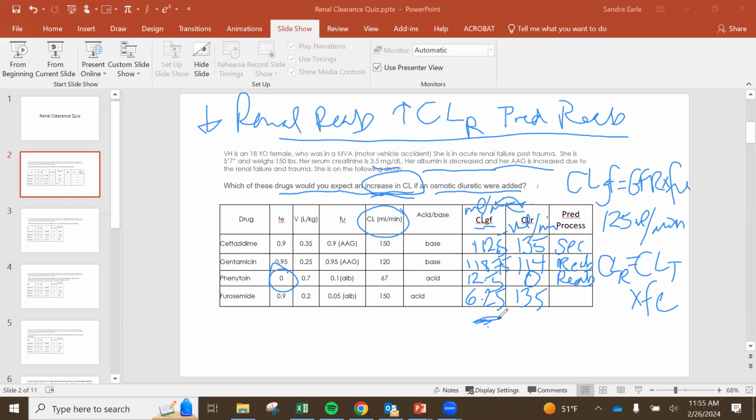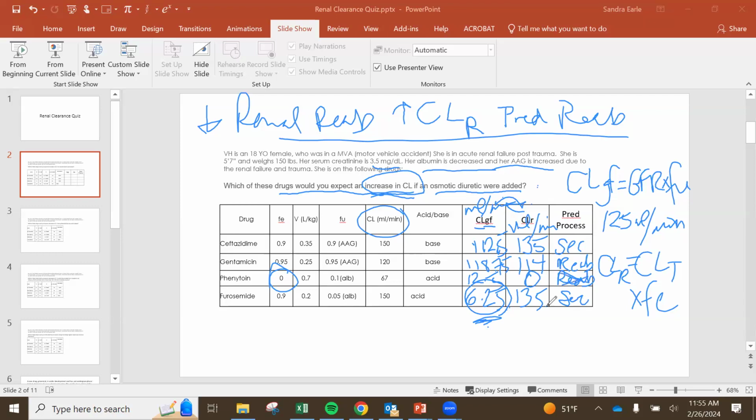And then finally, with furosemide, we have 6.25 coming in, but 135 going out. So there's a lot being added here, right? So we have 6.25 coming into the tubule, and 135. So there's a lot being secreted.